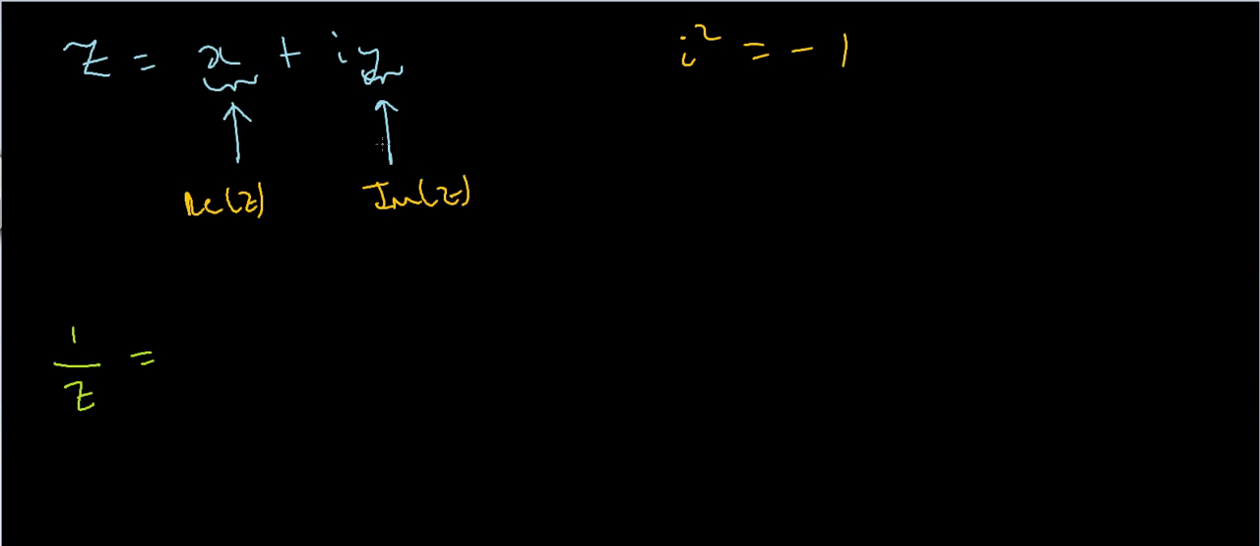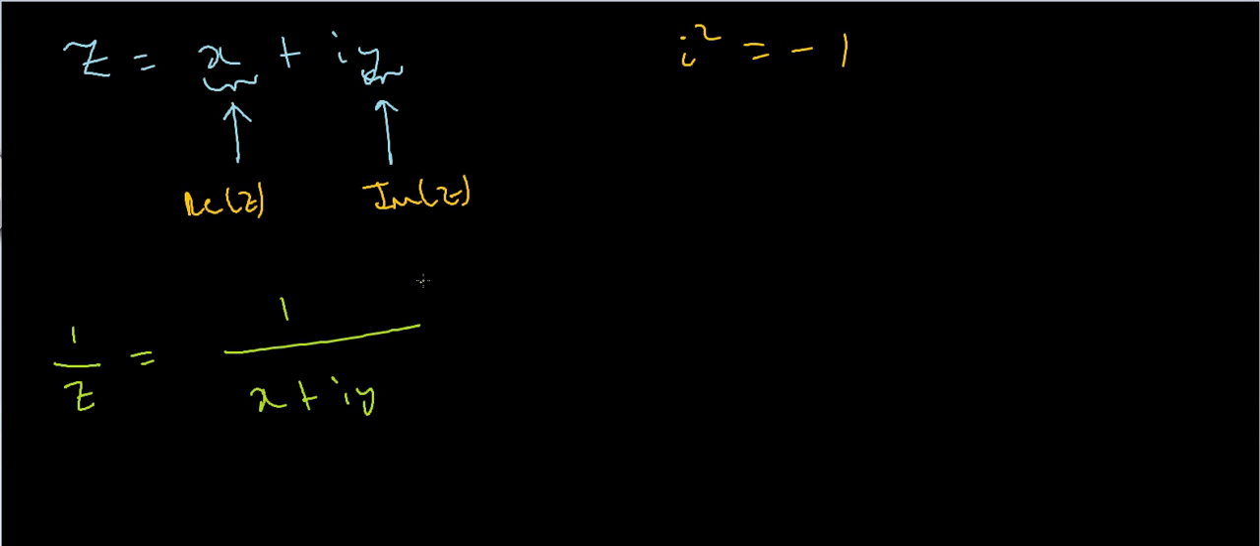I'm now going to talk about dividing complex numbers. So what do I mean by the division of a complex number? Well, you notice here I've got 1 over z. 1 over z is the same as 1 over x plus iy. So what can I do to this to make some sense of this? Well, what I can do is multiply by the conjugate.